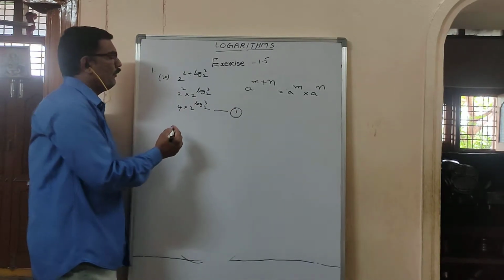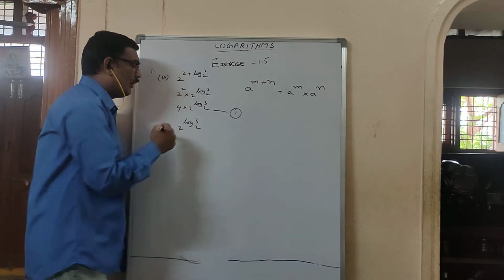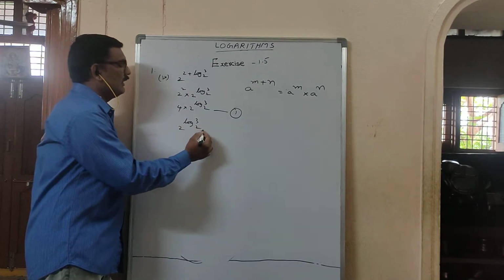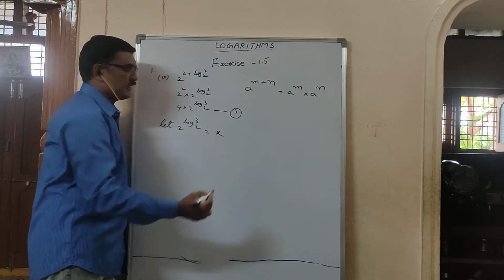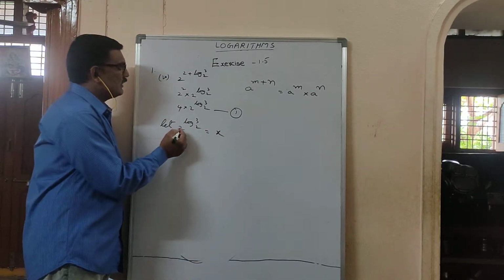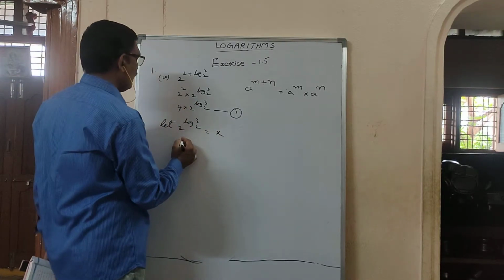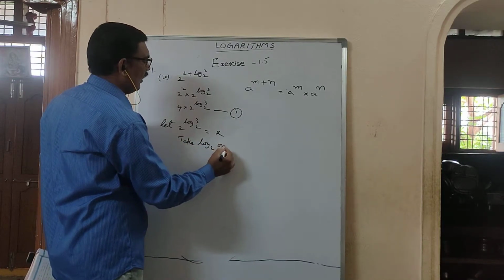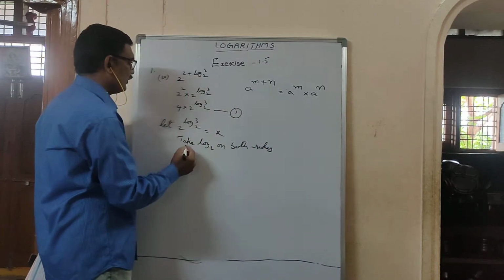Now what you have to do, you have to find the value of 2 power log 3 base 2 separately. So its value we don't know. Let its value be assumed as x. Since 2 is there, I am taking log base 2 on both sides. Take log to the base 2 on both sides.